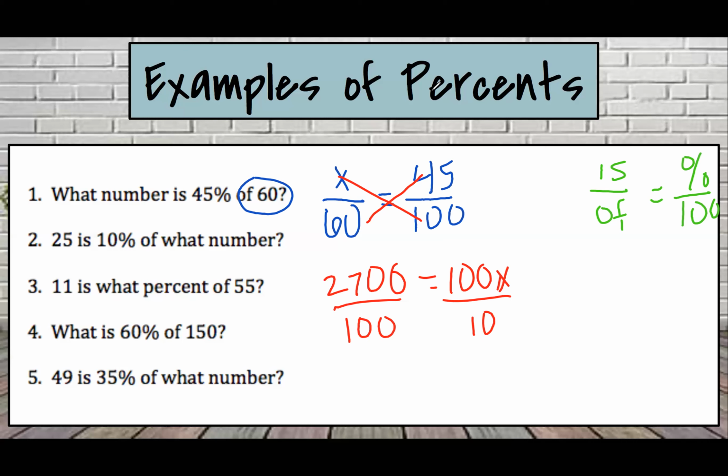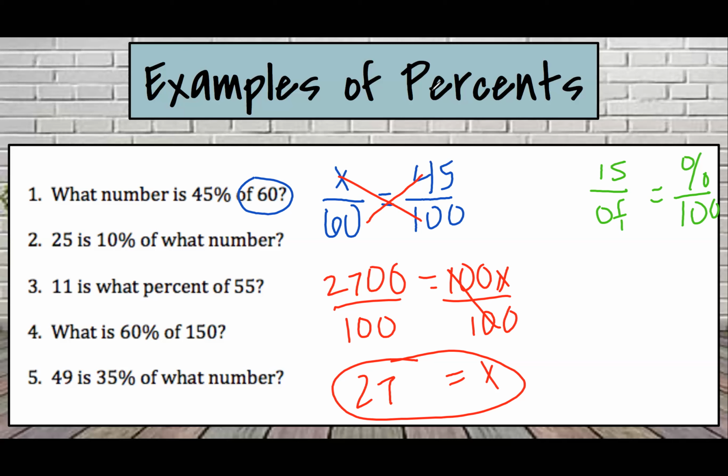And of course, I'm just showing you the way I do the equation, because when we get to the algebra unit, once you have this in your mind, it makes it easier when we get to algebra. So 2,700 divided by 100 would be 27. So the answer to this problem, what number is 45% of 60, is 27. So we could plug that back in. 27 is 45% of 60.